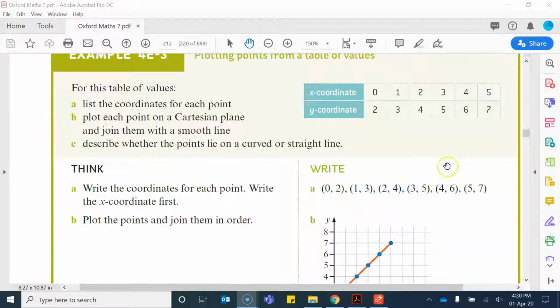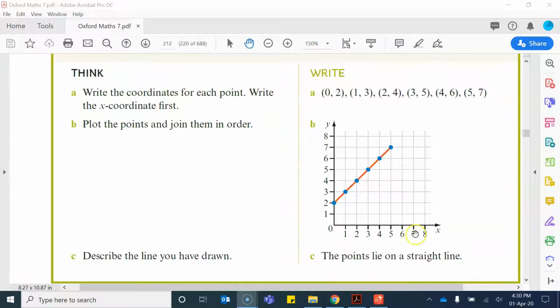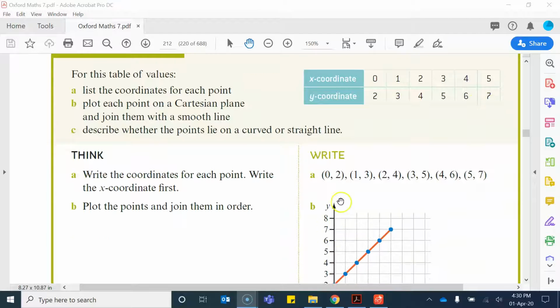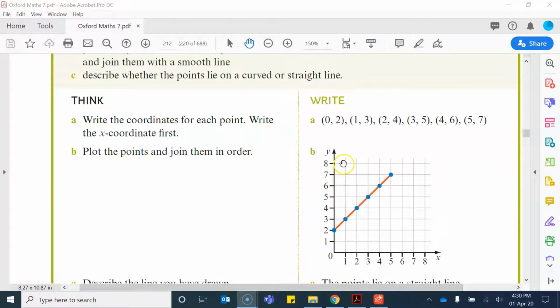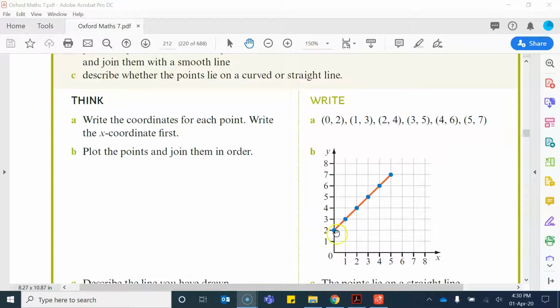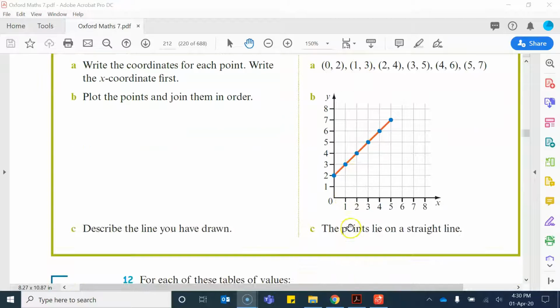So you can see their largest x value was 5. They've gone a few more than 5. It's always a good idea to go a couple values more. And then their y coordinates finish at 7, and again they've gone 1 value extra, so then they can plot each of those points on the graph, and then they've joined them together with a smooth line like the question asked. So you can see this point here is represented by the coordinate 0 across, 2 up. This point here is represented by the coordinate 1 across, 3 up.